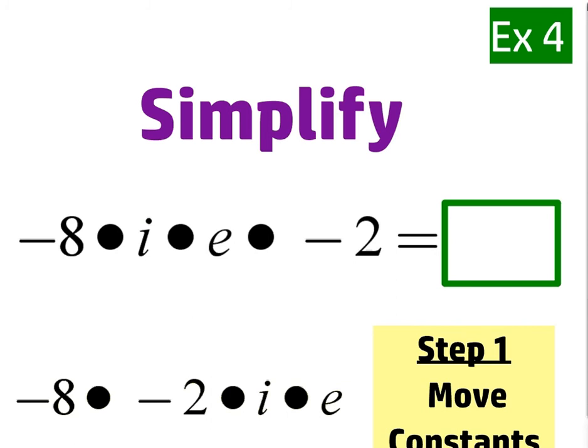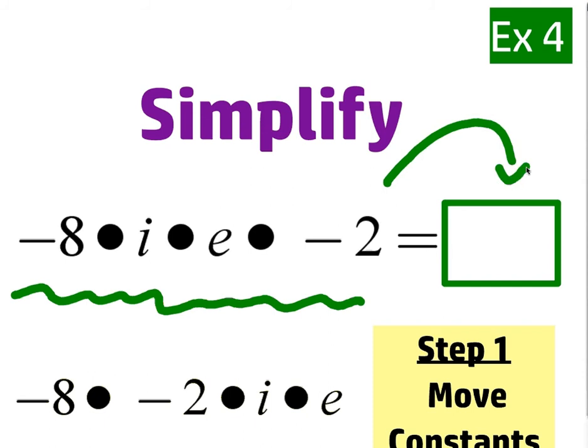Let's go ahead and read this one together. Negative 8 times i times e times negative 2 gives you what number? Actually, I kind of doodled that wrong. What goes in this box?